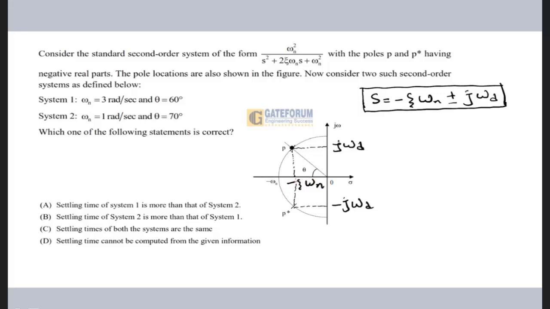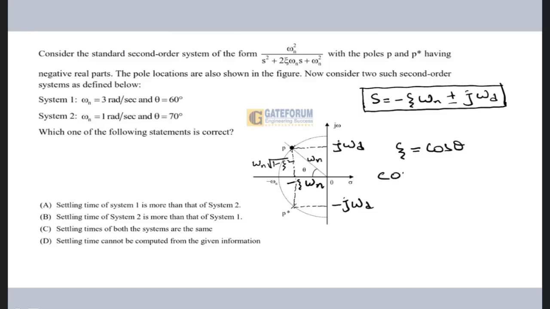And if I try to see the relation of zeta, zeta will be equal to cos theta. I hope you remember this. Zeta is equal to cos theta, because this part is nothing but omega n under root 1 minus zeta square. So when you do this, you will get omega n here. So when you try to find cos theta from this triangle, cos theta will be what?